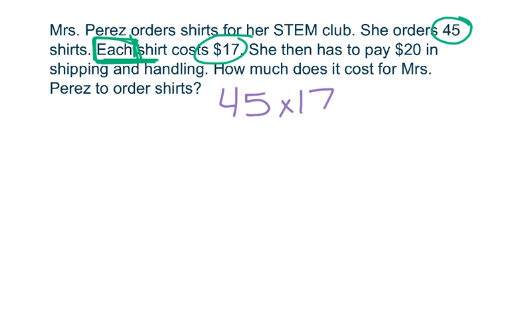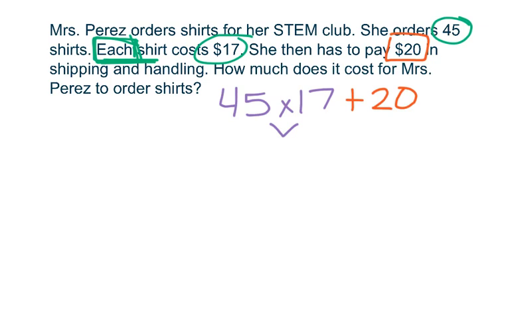She then has to pay $20 in shipping and handling. After you order something, and you have to pay shipping and handling, that's added on to the end of your purchase. So that's going to be added on to the end of our purchase here. Now our first step in this problem, if we follow our order of operations, tells us we have to do multiplication first. So that's what we're going to do. We need to multiply 45 times 17 first, and then we're going to add our 20 in the end. So let's go ahead and multiply 45 times 17.